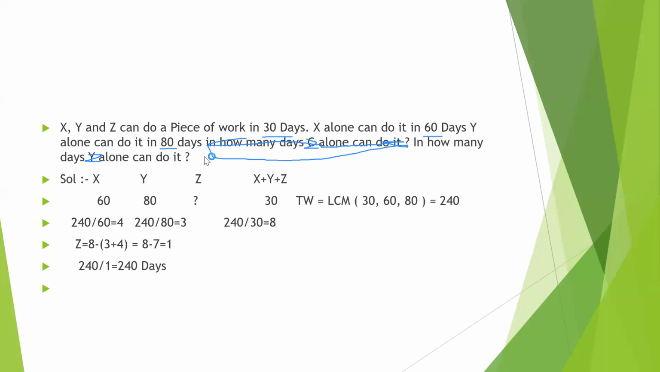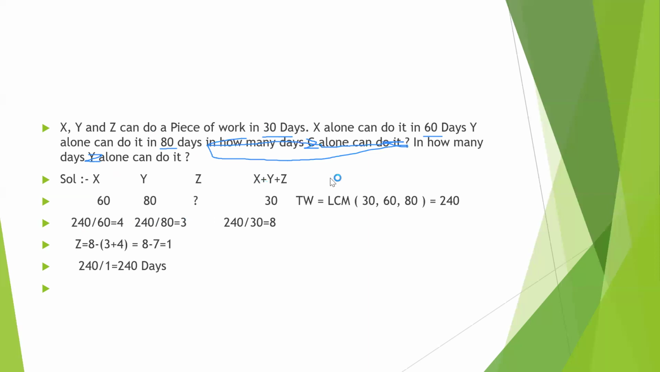Now we first have to find the total work. Total work means the LCM of 30, 60 and 80. The LCM is 240. Then we find the individual work for one day, which equals total work by number of days. 240 by 60 equals 4, so X alone works 4 units per day, and Y alone works 240 by 80, which equals 3 units per day.